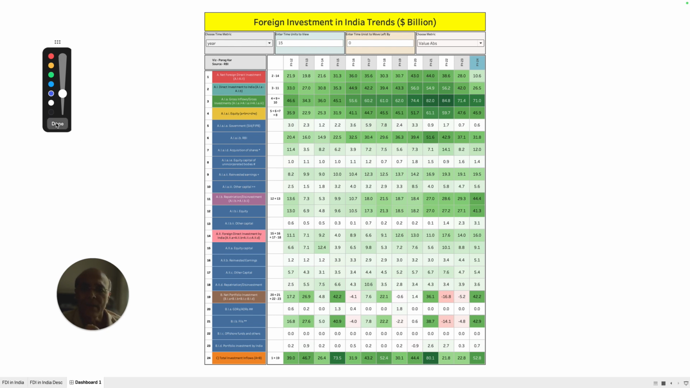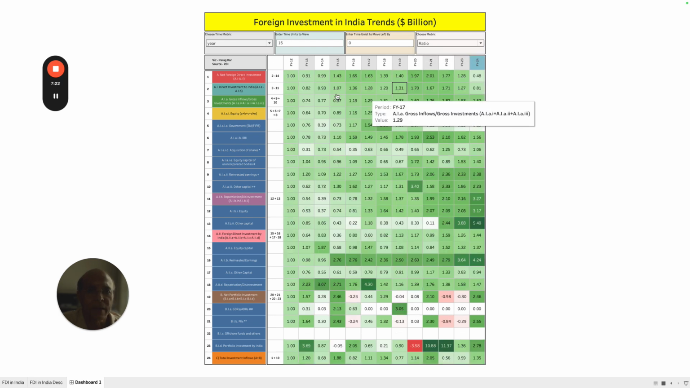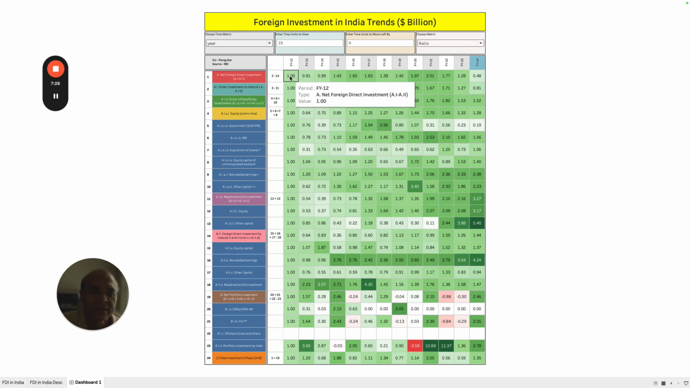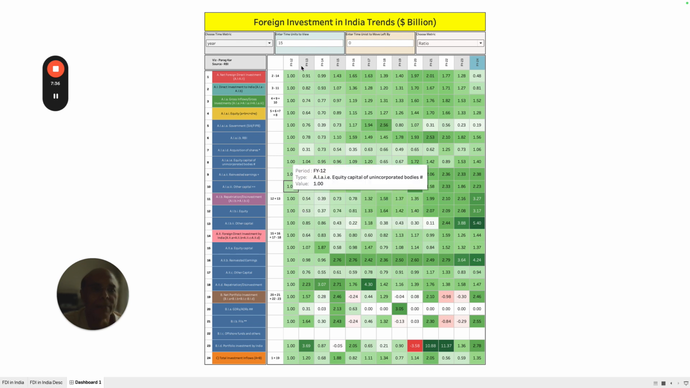Now, in order to get a reference of how these numbers have changed over a period of time, let me take the ratio. If I take the ratio, this gives us a very clear picture. What is this ratio telling us? It tells us how each number over the years compares with the reference year, which is the starting column of this table.